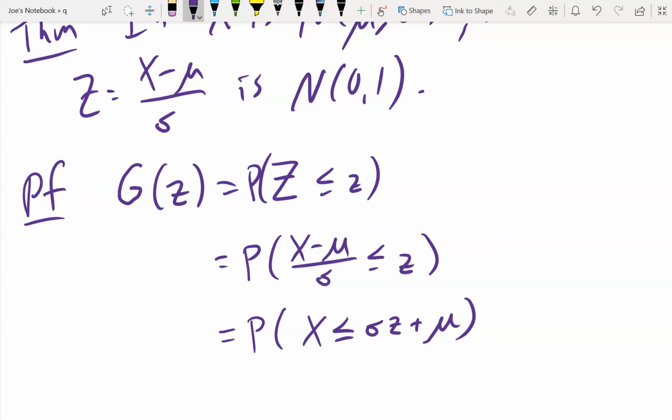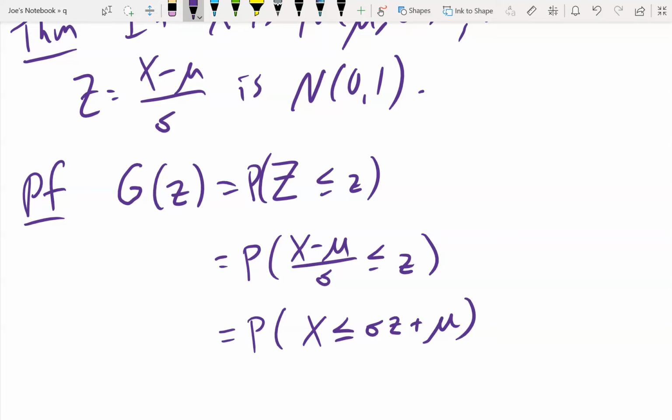Now, why are we doing this? I'm trying to find the PDF. I'm saying that this has a distribution that is normal 0, 1. So my goal is to figure out what the PDF is, so that I can see that it is the PDF for a normal distribution with mean 0 and variance 1, all right?